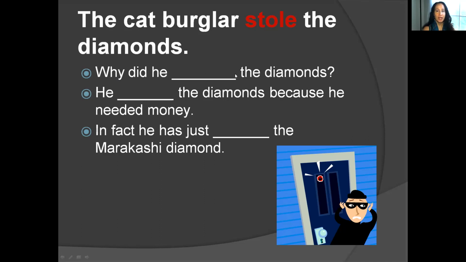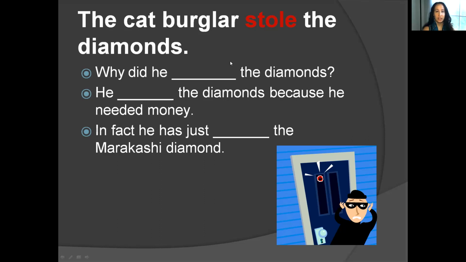Why did he blank the diamonds? What could the irregular verb be for stole? Now remember, the cat burglar stole. You wouldn't say, well, what would you not say? Now, did they do it in the past? Did they do it in the present? So this tells you what time frame or when it actually happened. So think about it. The cat burglar stole the diamonds.